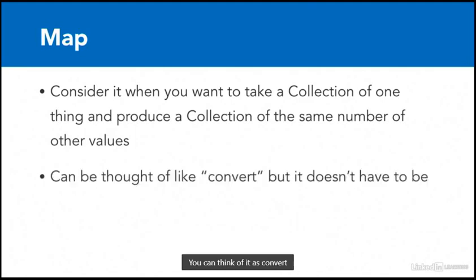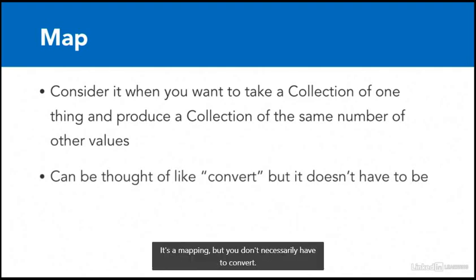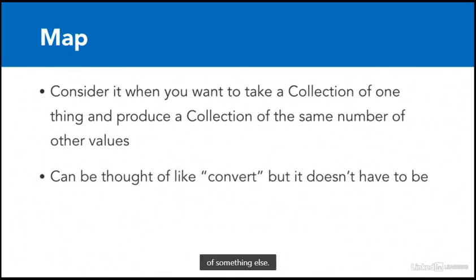You can think of it as convert, but don't just pigeonhole it as something that converts one thing to another. It's a mapping, but you don't necessarily have to convert. You might do something completely different with it. But basically, you have a collection of X things, and you want to create a collection of the same size of something else. You want to map one to the other. So let's look at some examples.